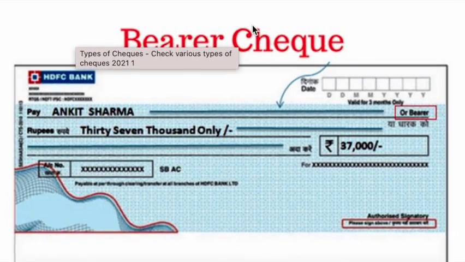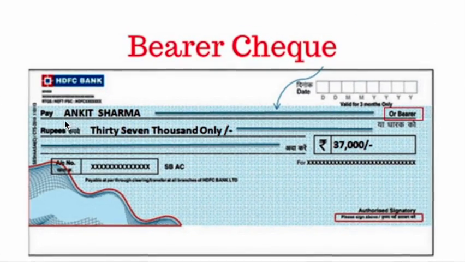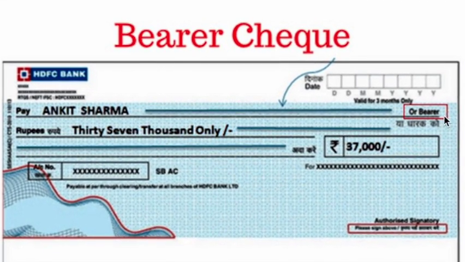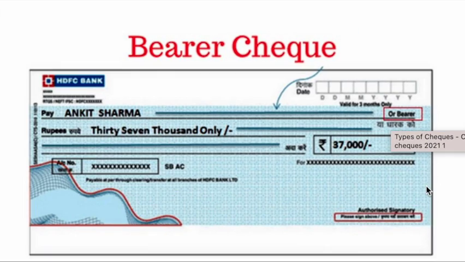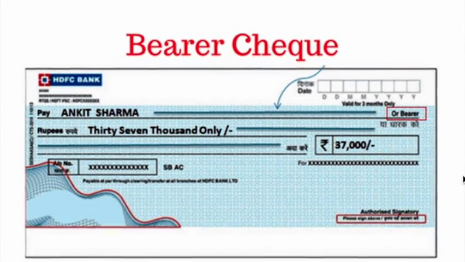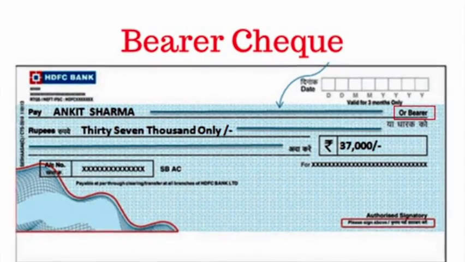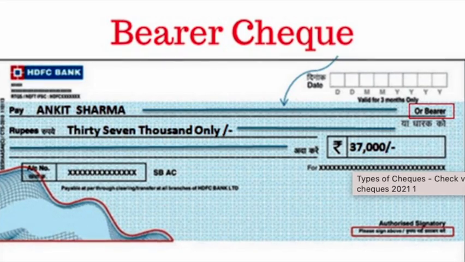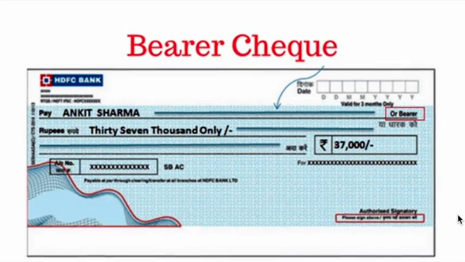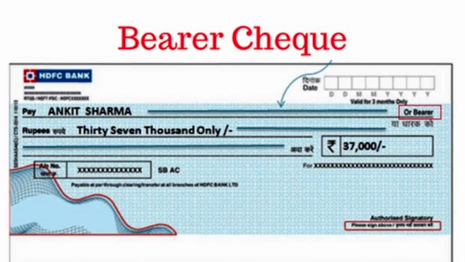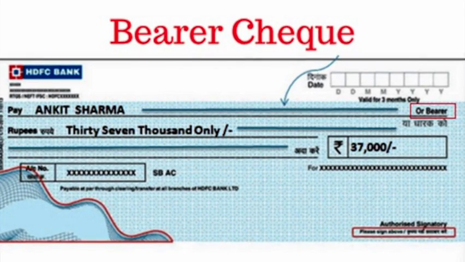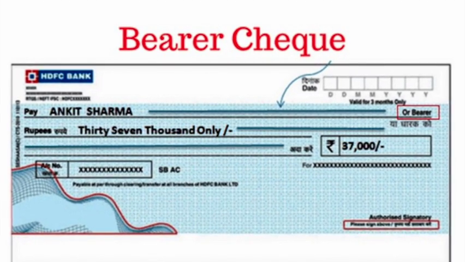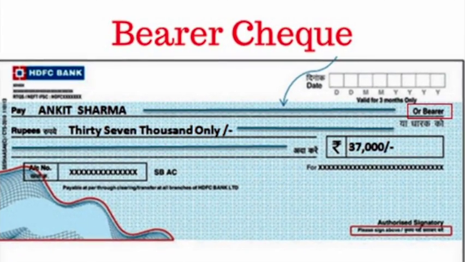This is an example of a bearer check. Here a name is written, like Ankit Sharma, and also written here is "or bearer". So anyone who is bearing this check, who is having this check, can go to the bank and get these 37,000 rupees which are written here. So suppose you have given a check to Mr. Ankit Sharma and he lost it, he dropped it somewhere. Any person who receives it can go to the bank and get the payment of this much amount.